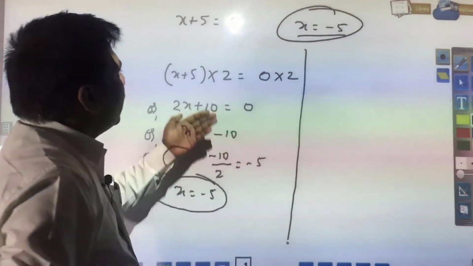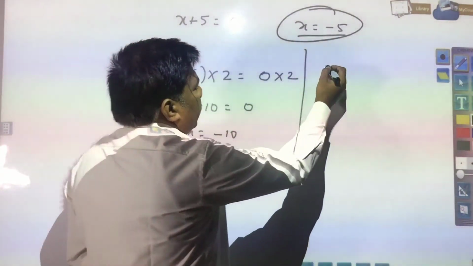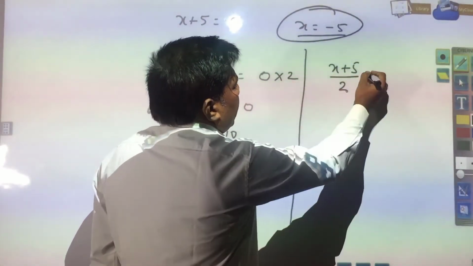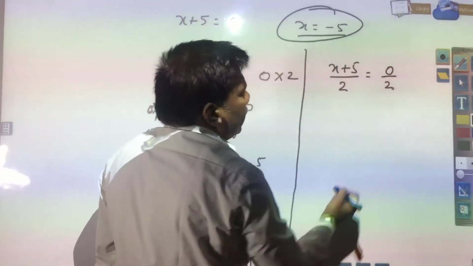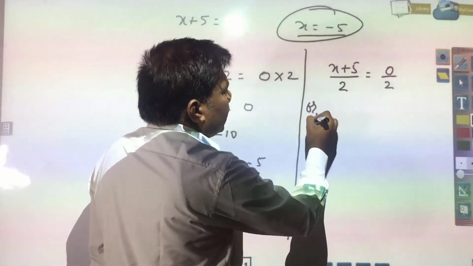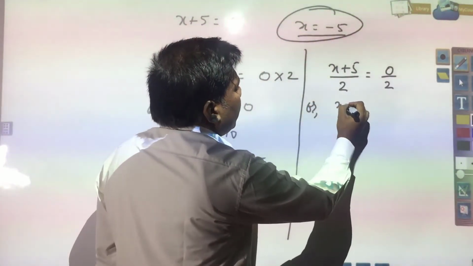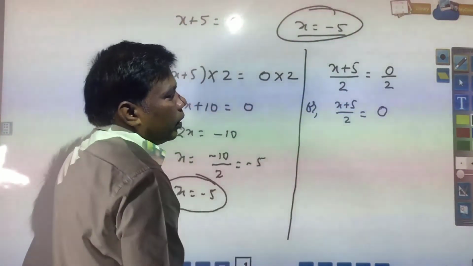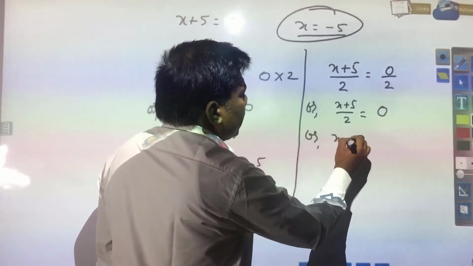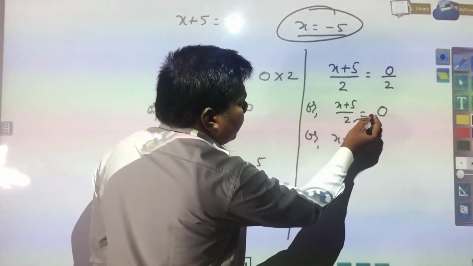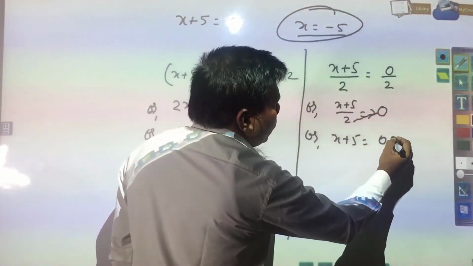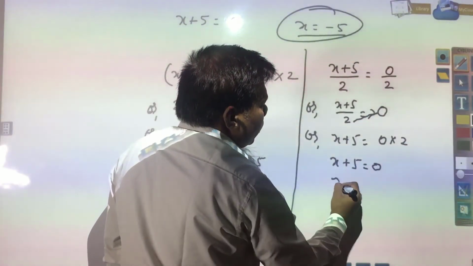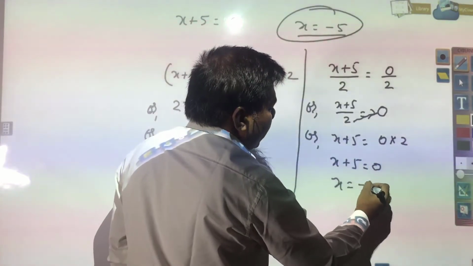If we are dividing, just you see, if you are dividing x plus 5 by 2 and 0 by 2 we will write. Now, you simplify this, what we will get? x plus 5 by 2 is equal to 0 by 2 means 0, or x plus 5 will be equal to, cross multiply we will do, so 0 into 2 it will become. So, finally, what you will get? x plus 5 is equal to 0. So, finally, x is equal to minus 5.